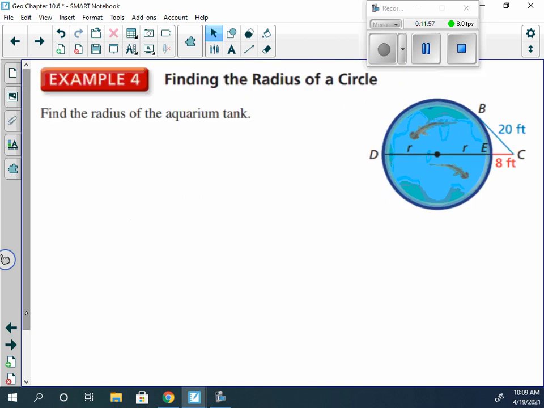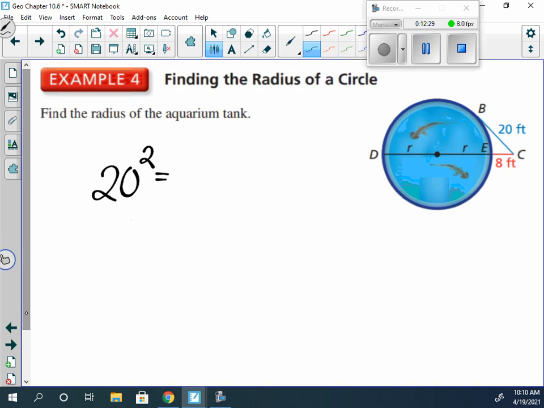Find the radius of the aquarium tank. So we're still using the properties that we were just using, this theorem here, that the tangent squared is equal to the exterior secant times the entire length of the secant. So our tangent length is what? Our tangent length would be 20, and it would be squared for our overall equation.